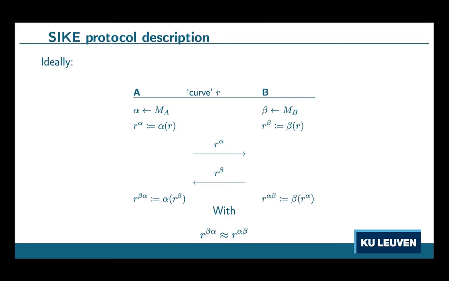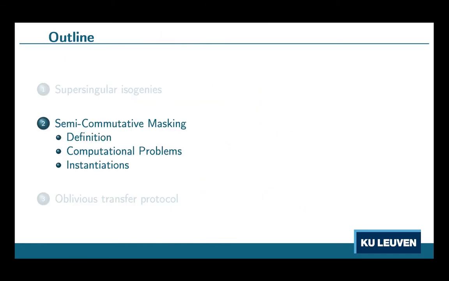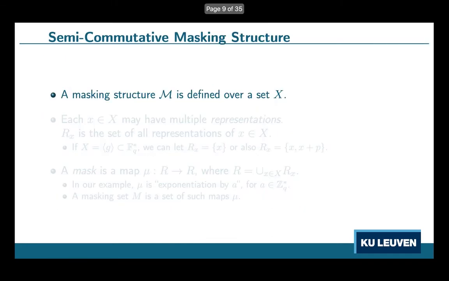So this is where we started off, with this idea in mind of simplifying these protocols, for our definition of semi-commutative masking. So a semi-commutative masking structure is first of all defined over a set X. So we're going to act on a set of elements.